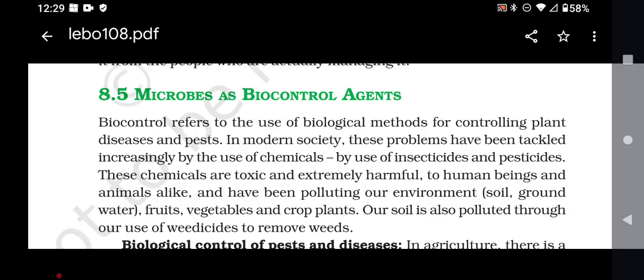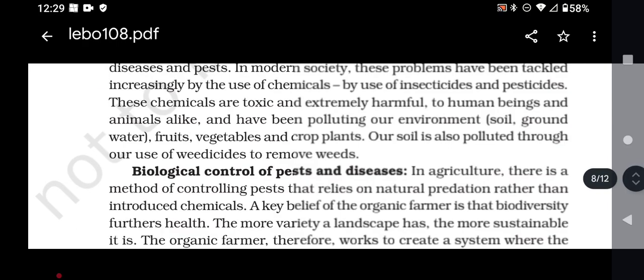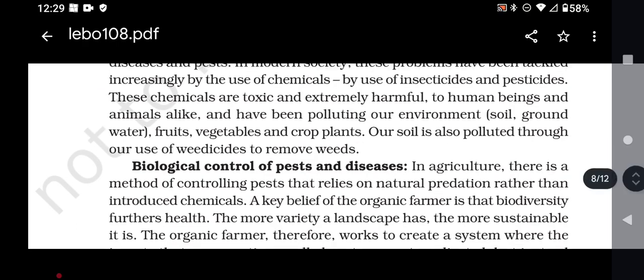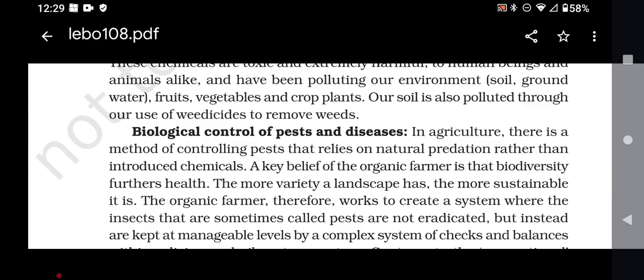By use of insecticides and pesticides, these chemicals are toxic and extremely harmful to human beings and animals alike and have been polluting our environment, soil, groundwater, fruits, vegetables and crop plants. Our soil is also polluted through our use of weedicides to remove weeds. Biological control of pests and disease. In agriculture, there is a method of controlling pests that relies on natural predation rather than introduced chemicals.